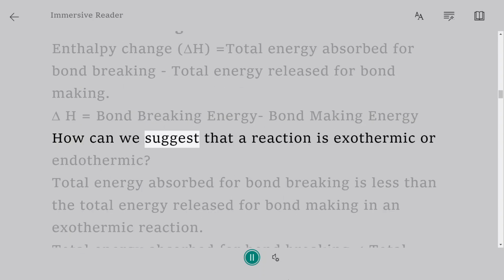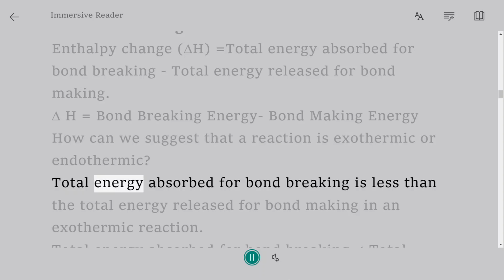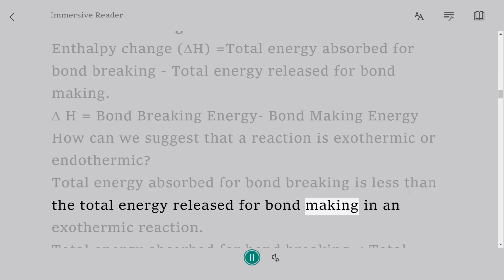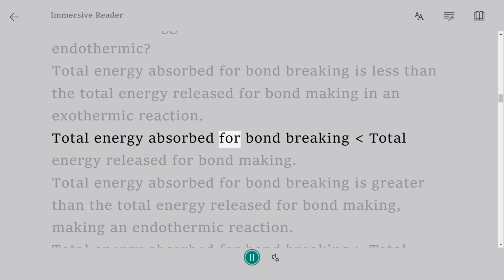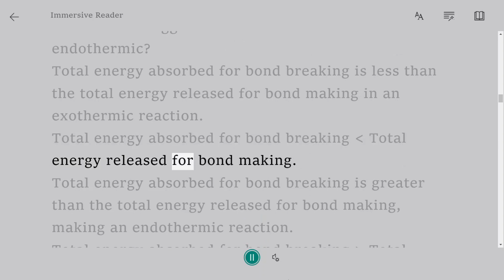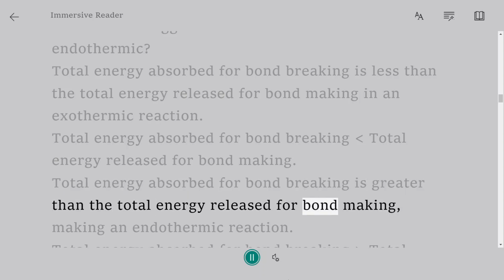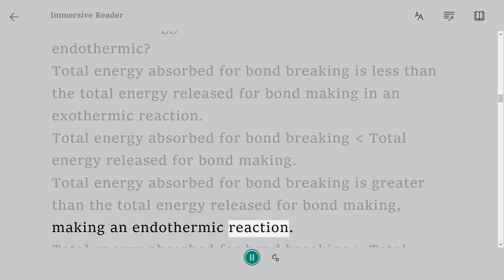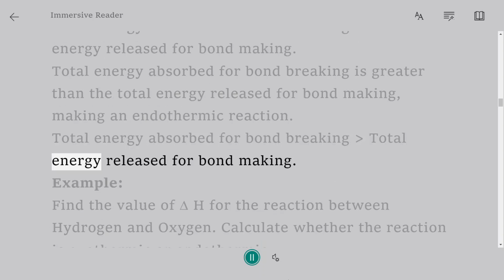How can we suggest that a reaction is exothermic or endothermic? Total energy absorbed for bond breaking is less than the total energy released for bond making in an exothermic reaction. Total energy absorbed for bond breaking is greater than the total energy released for bond making in an endothermic reaction.